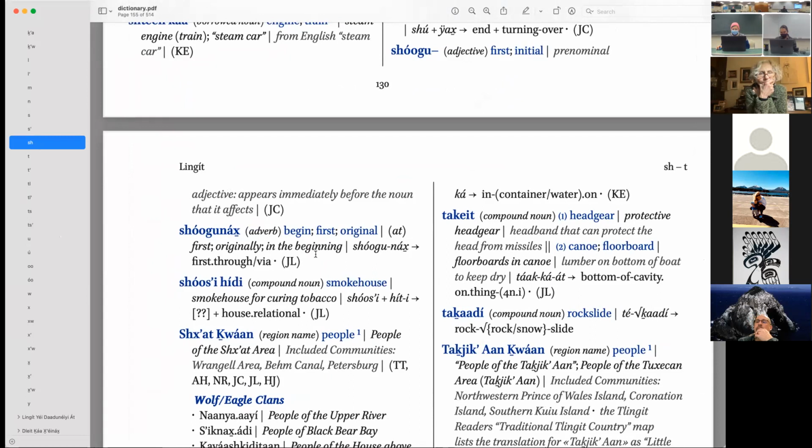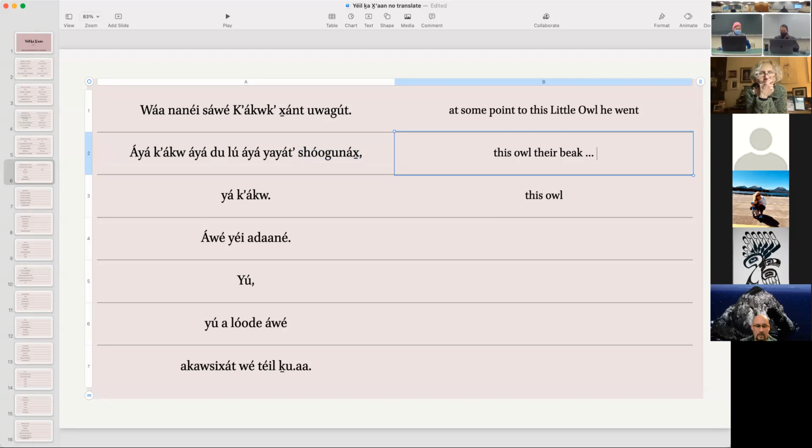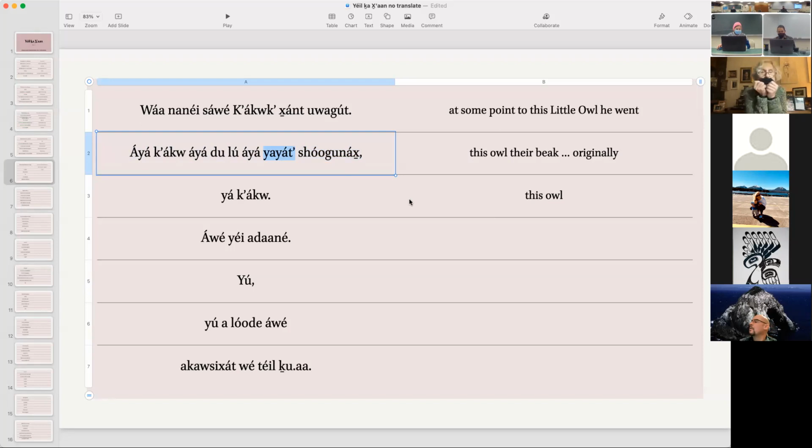So we'll go back to the sentence and make notes. This owl, their beak, dot, dot, dot, originally. And we might adjust that as we come back and see what the yayat is. I have a feeling it's a verb. There are no verbs in this whole thing. So when we get to it, there's the ya in front of it. Maybe that's the classifier. So we're going to go look up yat and see if we find anything.